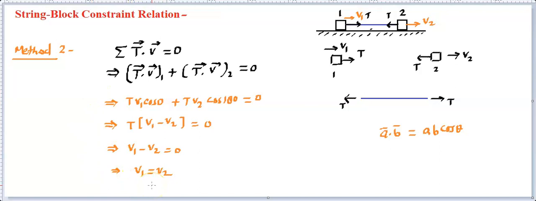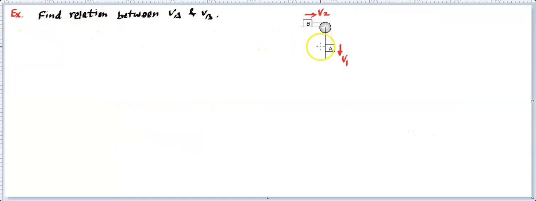Right, so these are the two methods that we are going to use to find out constraint relation in case of string block arrangement. Now let's take a couple of examples and use both the methods to find out constraint relation. So this will be done for us. At least string block arrangement will be done. So let's take this example. In this example, it is saying find the relation between VA and VB, or V1 and V2. VA means velocity of A, VB means velocity of B. And they have been shown over here. So we are going to use both the methods.